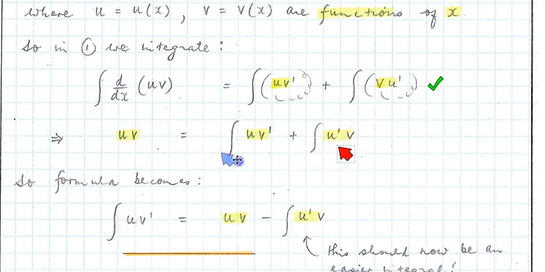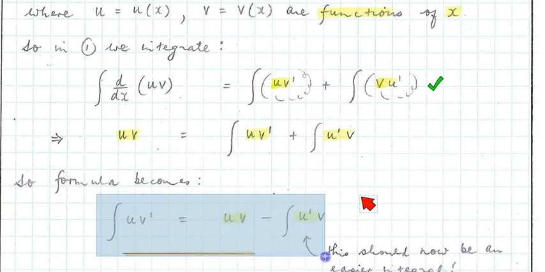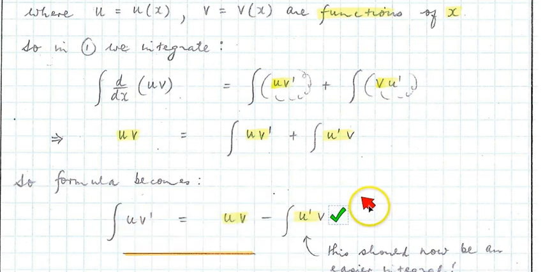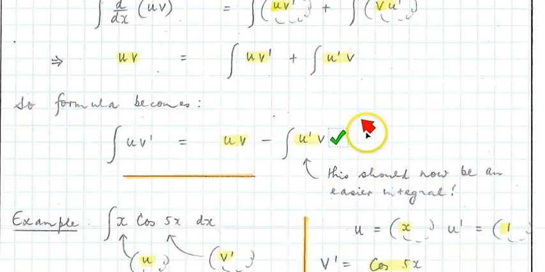Well, we'll make either this one or that one the subject of the formula. I've made this one here, uv dash, the subject of the formula, and I've taken this one across the other side and get minus u dashed v. So there's my formula there. The integral of uv dashed equals uv minus the integral of u dashed v. Let's just put the tick there. That line there is going to be the formula I use.